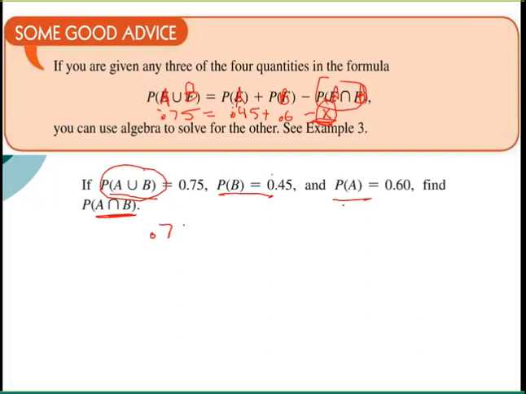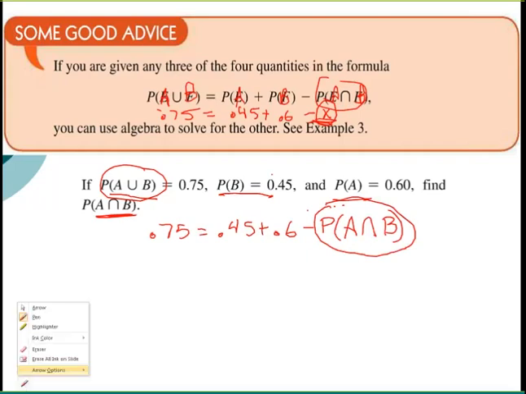So we have 0.75 equals 0.45 plus 0.6, and then minus, I'll actually write it out this time, P(A intersection B). Our job is to get this completely by itself. To do that, we need to combine some like terms. Here we add those together, so 0.45 and 0.6 is going to give us 1.05. And then we're just going to subtract that to the other side.